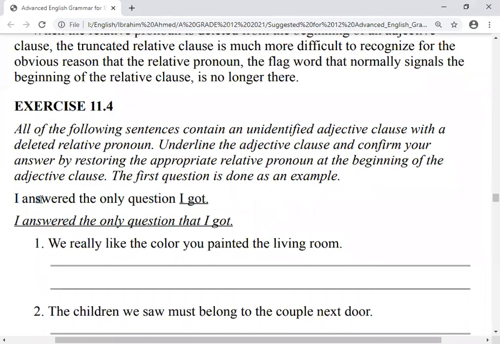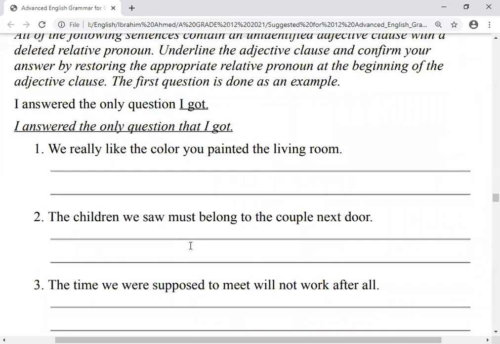I know. Okay. So underline the adjective clause and say what pronoun is deleted. We really like the color you painted in the living room. Sorry, you painted the living room. We really like the color you painted. The color that you painted, and the 2 steps in 1. Okay. So the first step is we underline this clause, right? Because it's the adjective clause, and the deleted pronoun is that, as you said. Thank you, Omar.